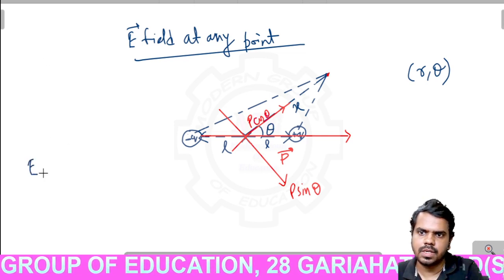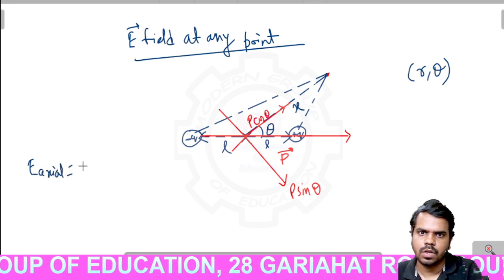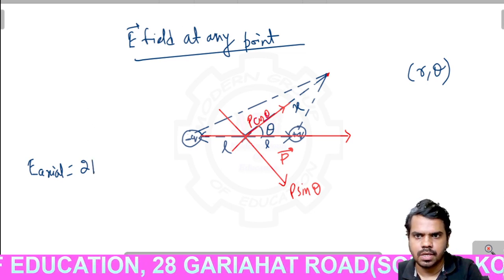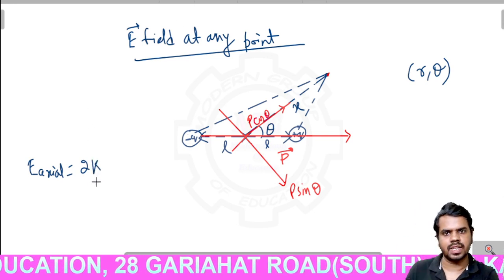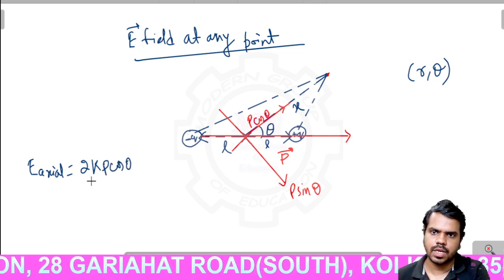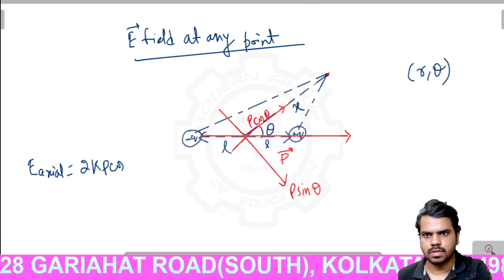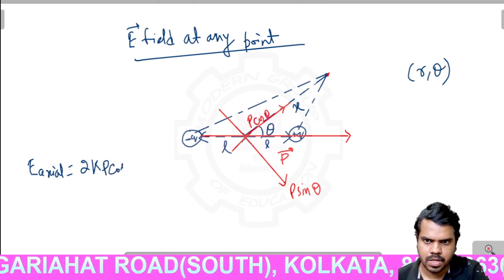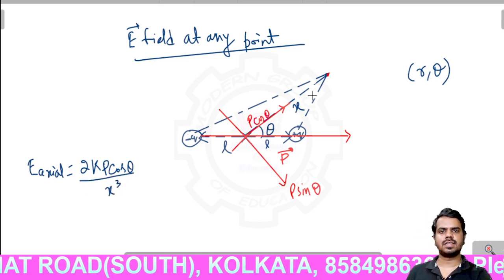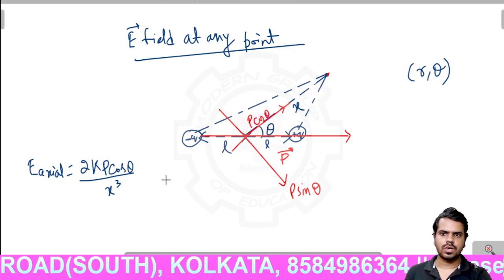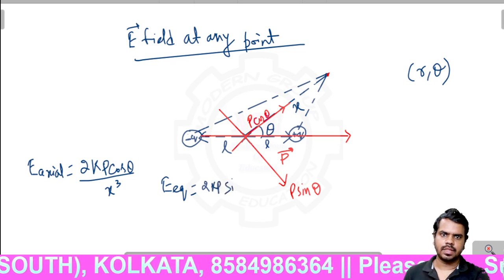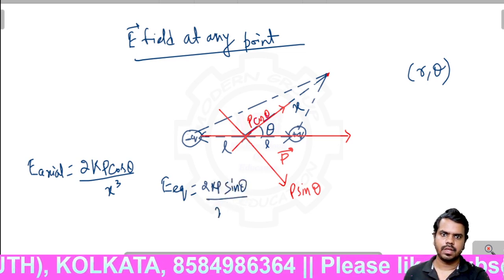E axial will be 2kp. Actually the formula is 2kp by x cube, but here p cos theta is there, so it is 2kp cos theta by x cube. And for p sin theta, this is the equatorial point, so E equatorial will be 2kp sin theta by x cube.